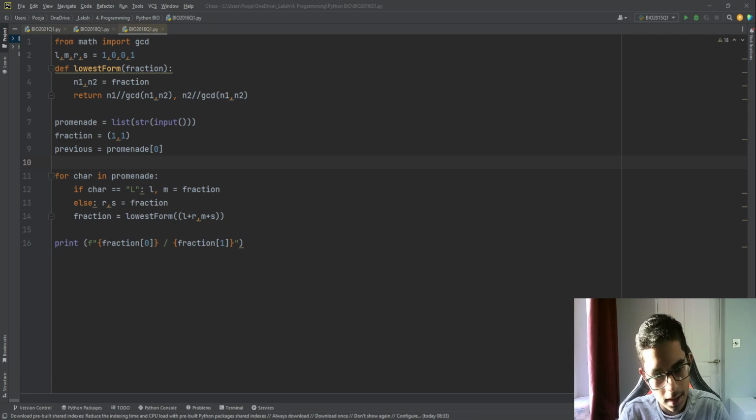And now the final line of the code, we just output the number in the output format which they require. So we have the first integer, followed by a dash, followed by the second integer. And that would be the entire code.